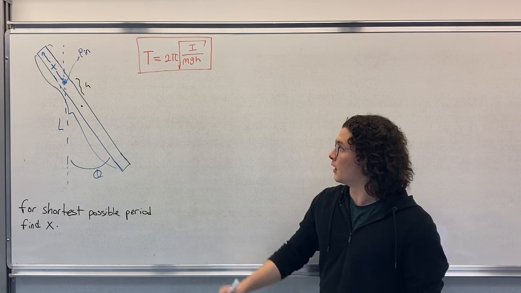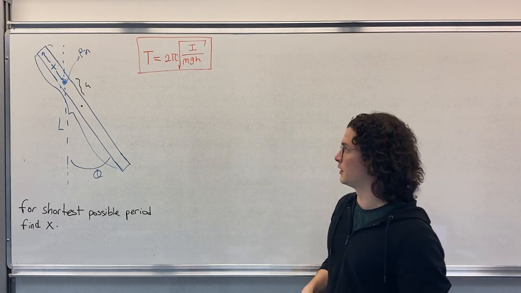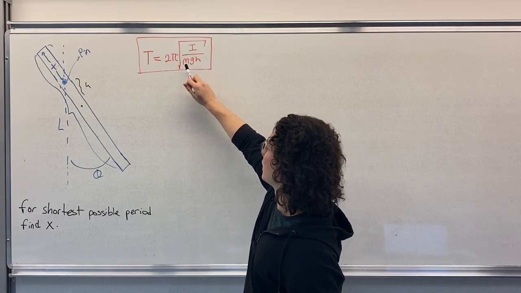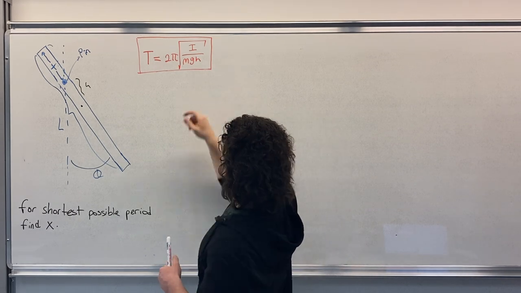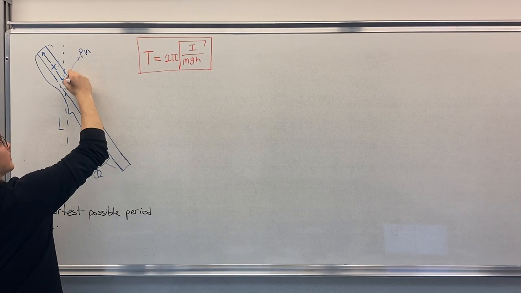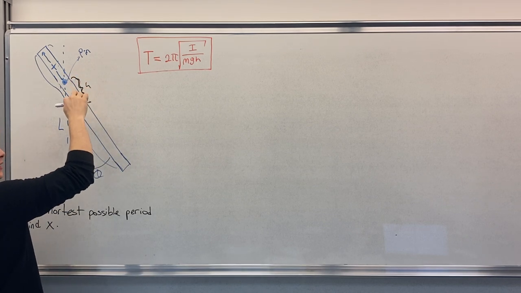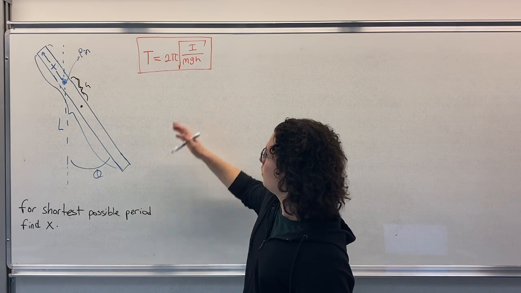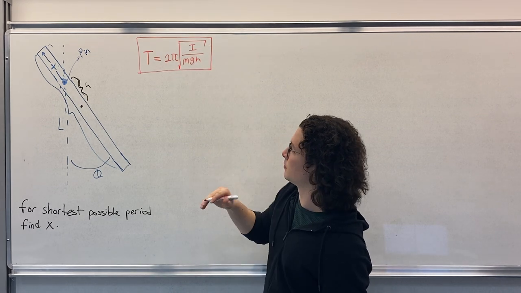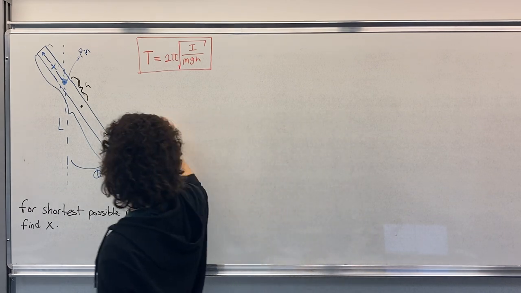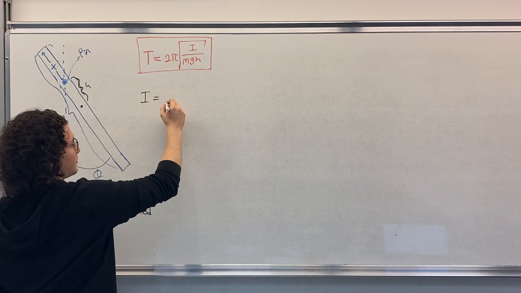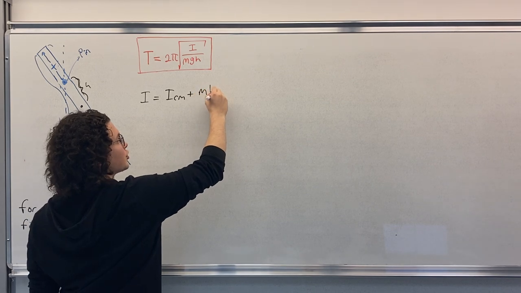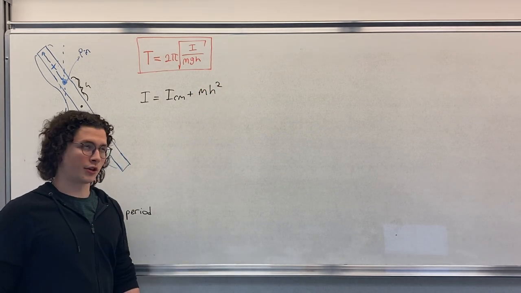So I have written the formula of period here. It's 2 pi times square root of I, which is the moment of inertia, over mgh, where h is this distance, the distance between pin and the center of mass. Now the only unknown here is the moment of inertia. So let's write it. I is equal to I center of mass plus m h square. This is the parallel axis theorem.